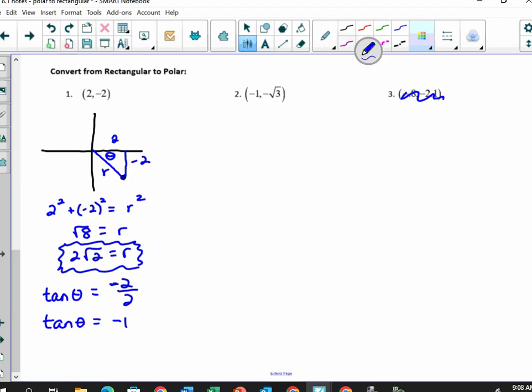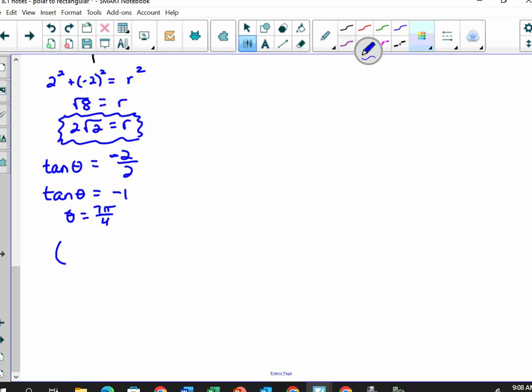I could do 7 pi over 4. What's another way I could say it? Yes, -pi over 4. Either one works. You know your unit circle? Yeah. So your coordinate is root 2 over 2, and that value gives you the value of -1. If you wrote -pi over 4 there, that's great.